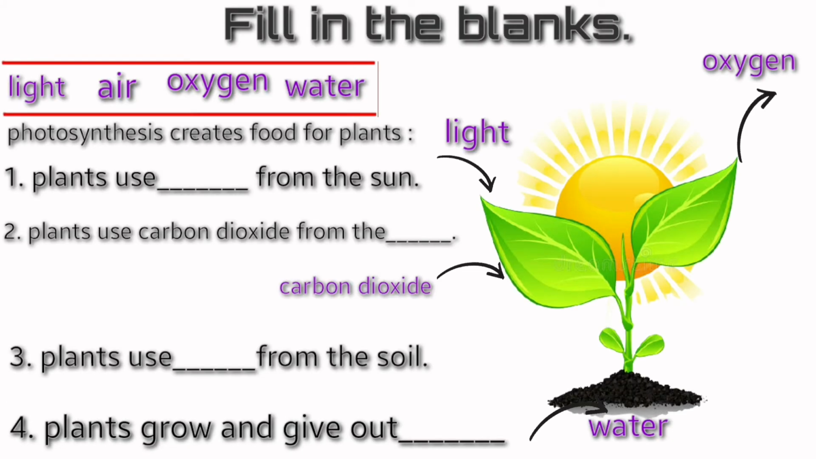Fill in the blanks: light, air, oxygen, water. Photosynthesis creates food for plants. Number 1. Plants use from the sun. Number 2. Plants use carbon dioxide from the. Number 3. Plants use from the soil. Number 4. Plants grow and give out. Fill all answers in the blank spaces.